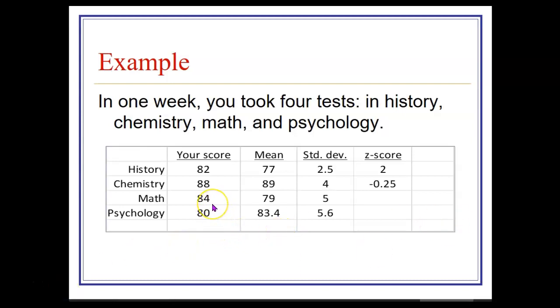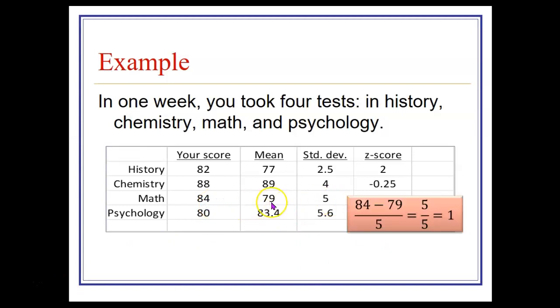Now what about math? On that test you got 84, the mean was 79, and the standard deviation was 5. So 84 minus 79 is 5, divided by 5 is 1. So +1. Positive because your score was above the mean, but it was only 1 standard deviation above the mean instead of 2, so not quite as impressive as how you did on the history test.